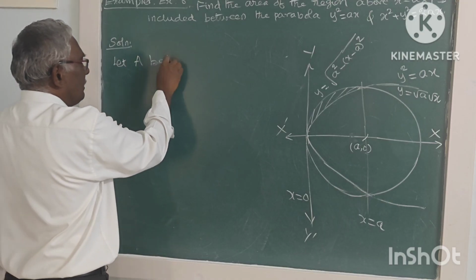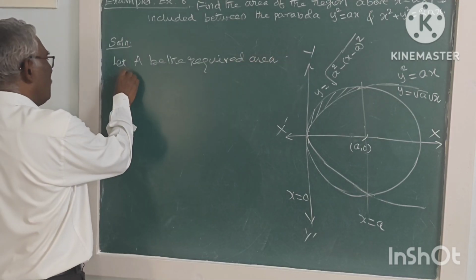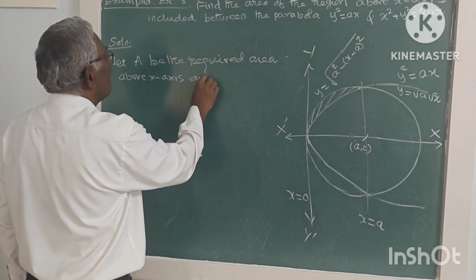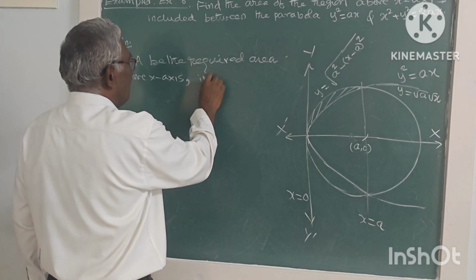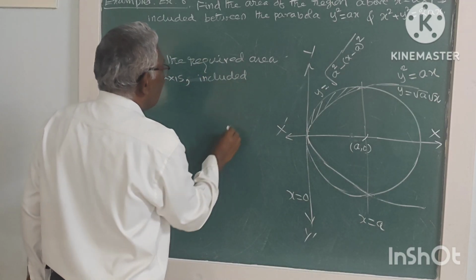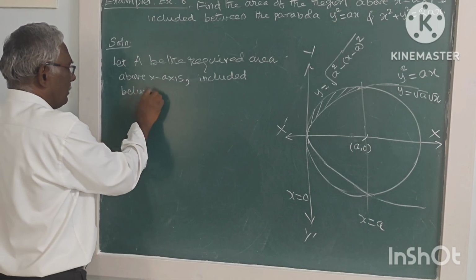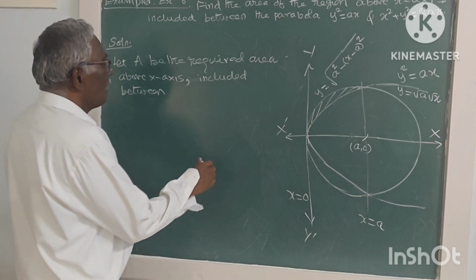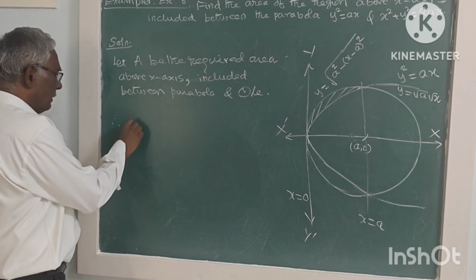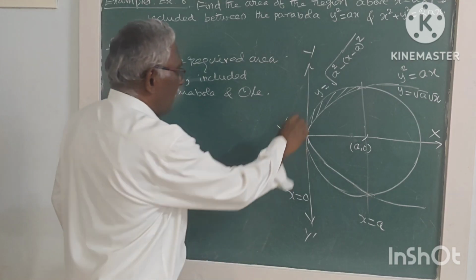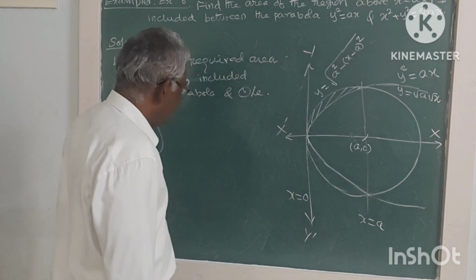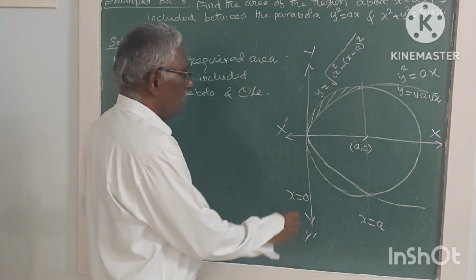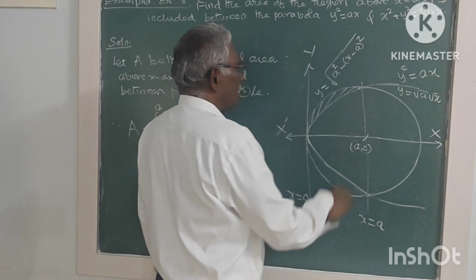Let A be the required area above the x-axis, included between the parabola and circle. A is equal to the integral from x is 0 to x is a. We take the equation of the circle.